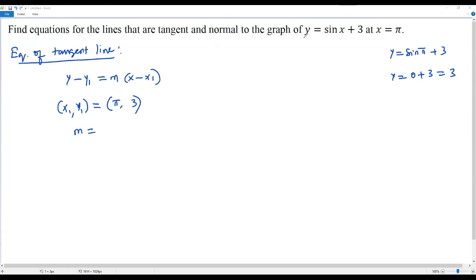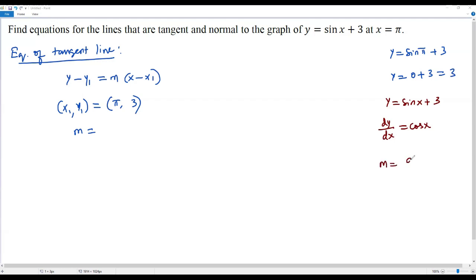Now to get the slope of the tangent line, I have to find the derivative of the given function with respect to x, that is dy over dx. Let me write the given function as it is: y equals sin x plus 3. Now let me take the derivative on both sides with respect to x. I get dy over dx on the left side. The derivative of sin x is cosine x, and the derivative of positive 3 is 0.